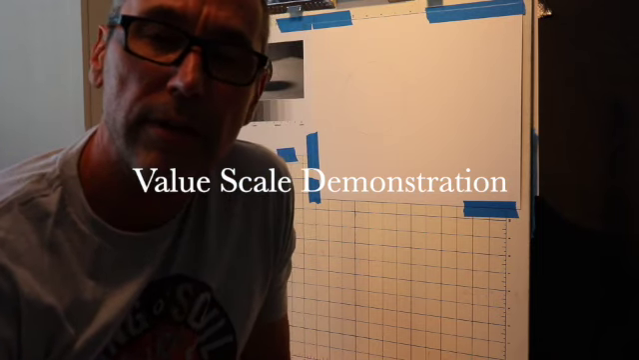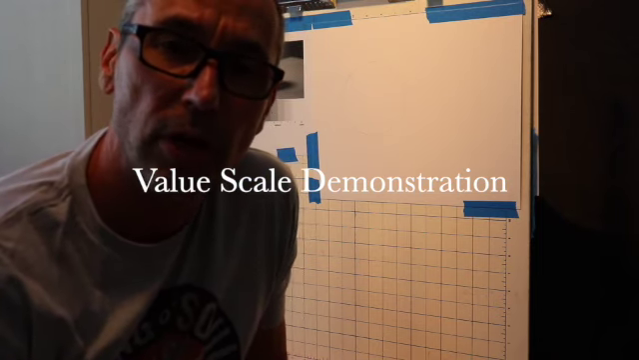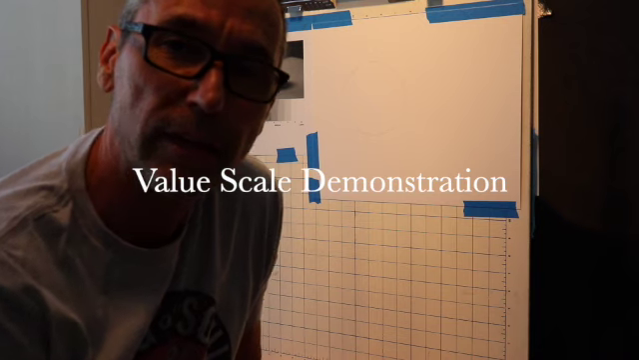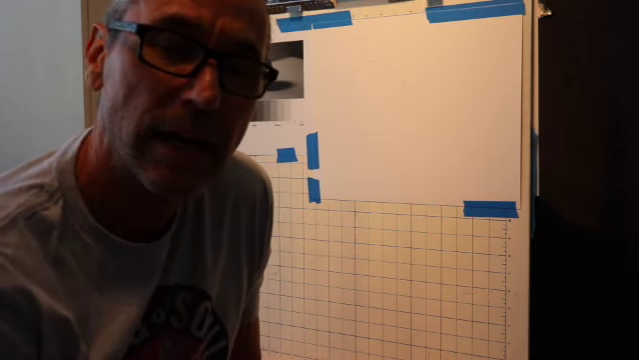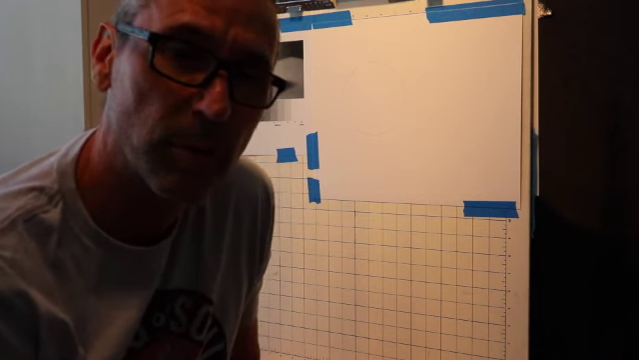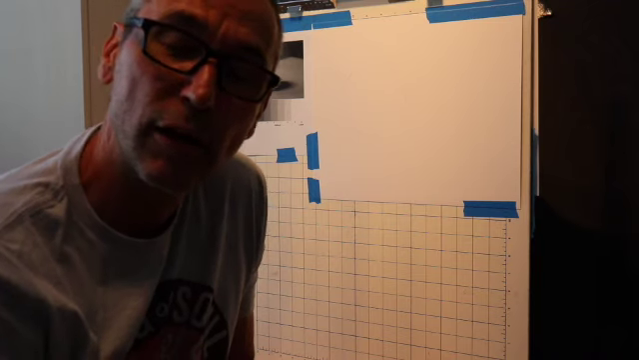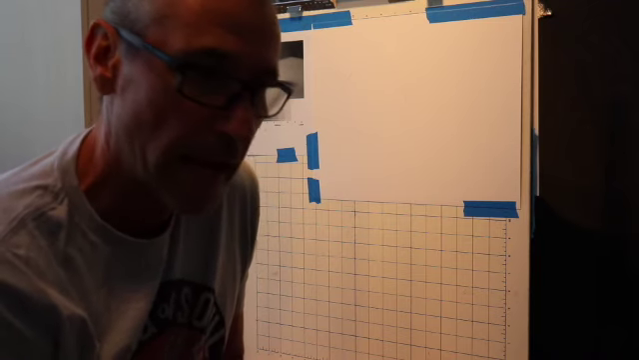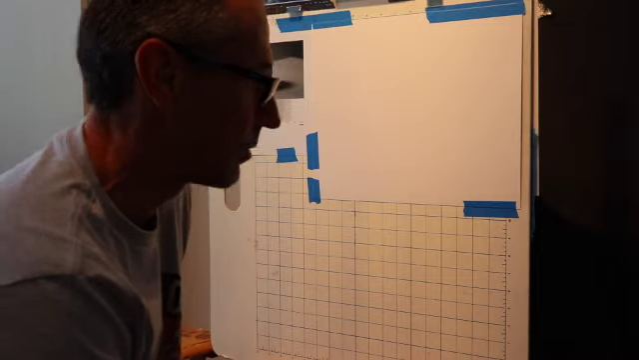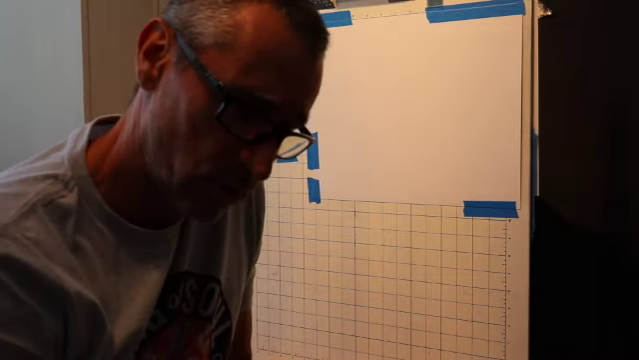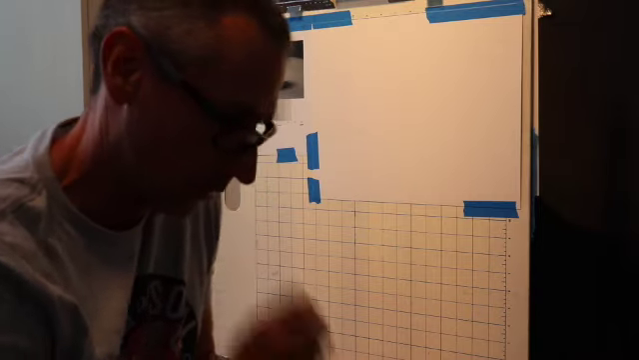Good afternoon, class. Today, what we're going to work on is understanding the importance of value and how value creates form. We're going to discuss the 7 elements that create form, and we're going to demonstrate how to transition from one value to the next.